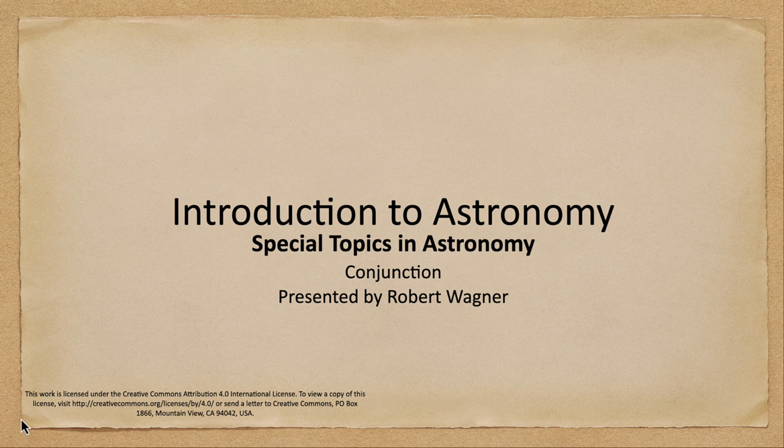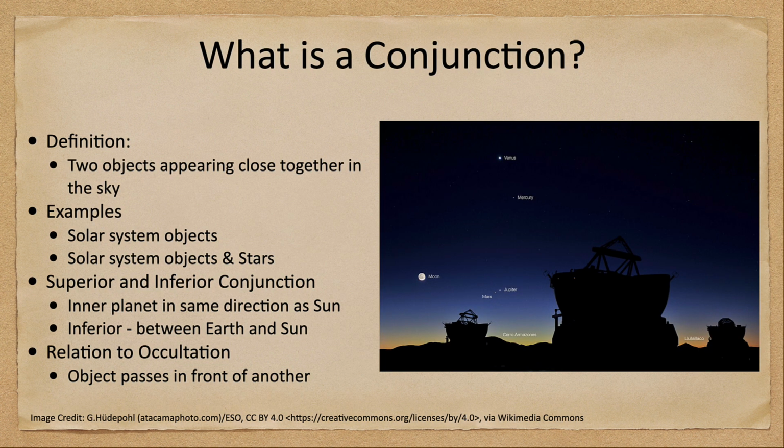In this week's special topic in astronomy, we are going to talk about the astronomical term conjunction and find out what that means. So what is a conjunction? Well, the definition of it would be two or more objects that appear close together in the sky. So we can get conjunctions, for example, of solar system objects, which would be having objects close together.